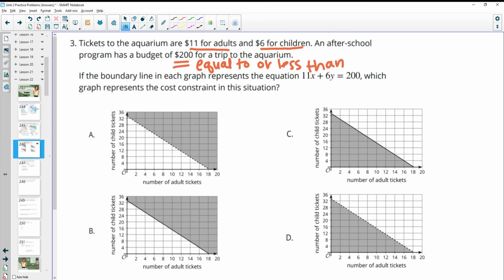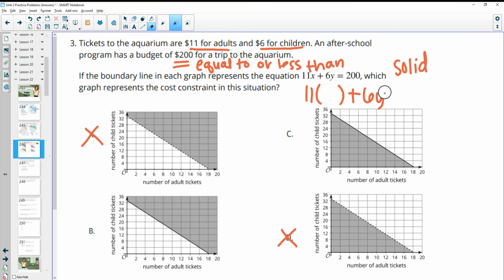So when we're looking at this, equal to means that we're looking for a solid line. So we want solid since 200 is part of it. So we can rule out A and D right away. Then we want the total of 11x, and I'm just going to leave a blank, plus 6y. Whoops, I'm going to leave a blank for the y also. To be less than or equal to 200.